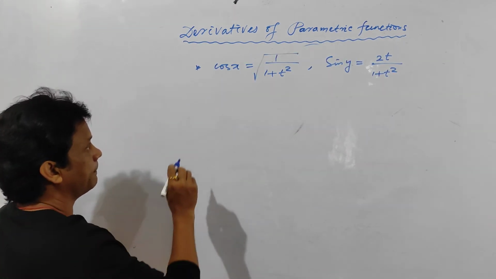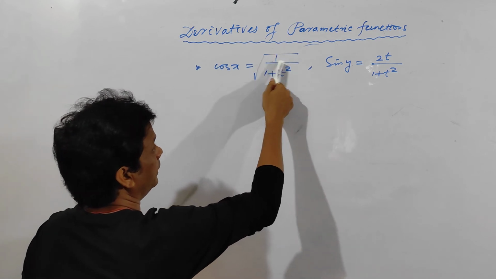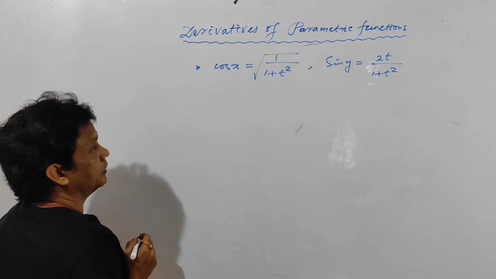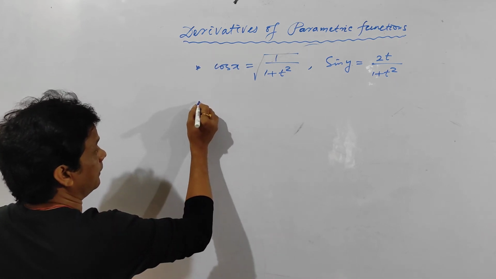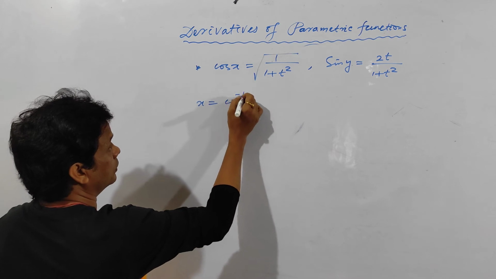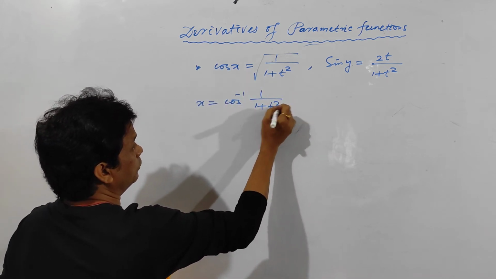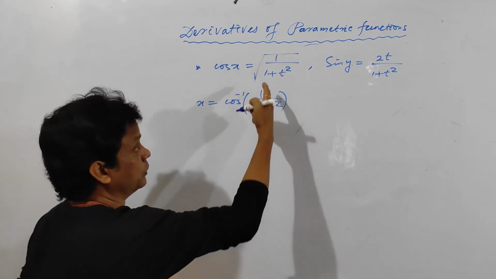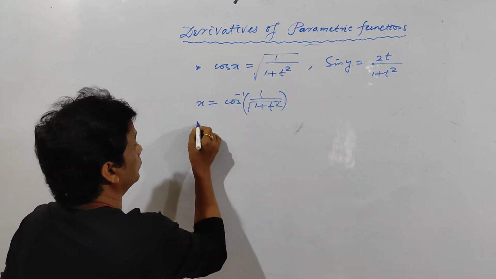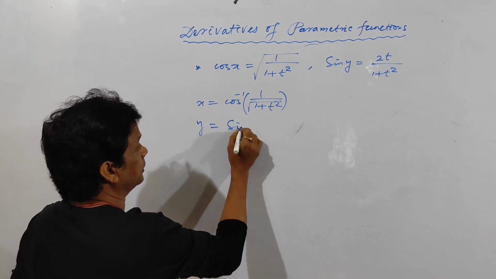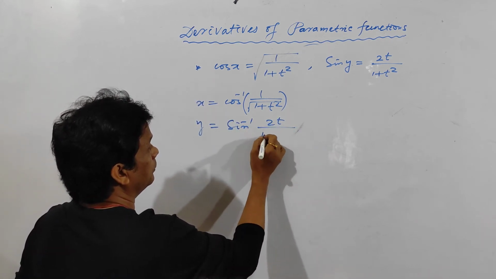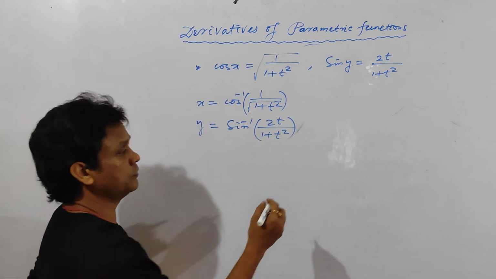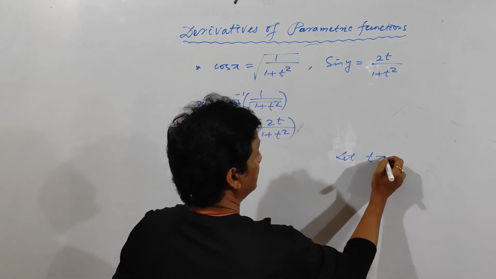See this question. Cos x is equal to root over of 1 by 1 plus t square and sin y is equal to 2t by 1 plus t square. And if I write like this, x is equal to cos inverse of 1 by root over of 1 plus t square. Clear? Root over of 1 is 1 and root over of 1 plus t square. And y is equal to sin inverse 2t by 1 plus t square. Here, I am using the substitution. Let t is equal to tan theta.